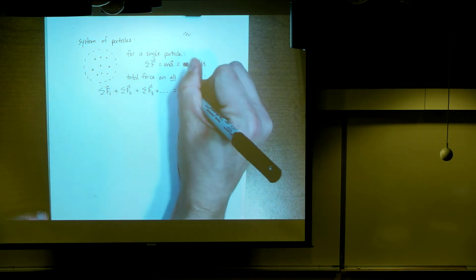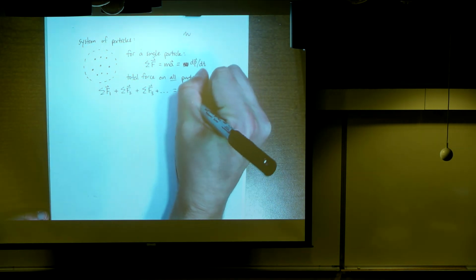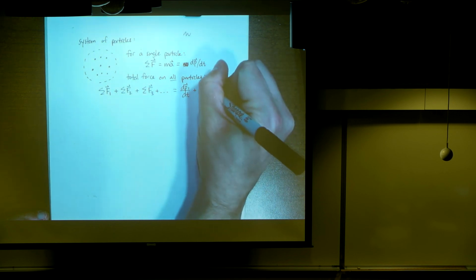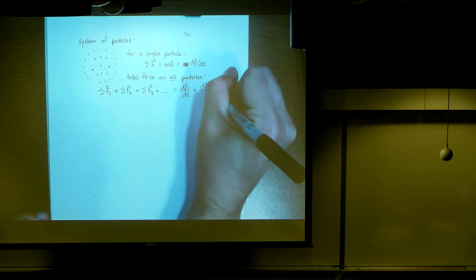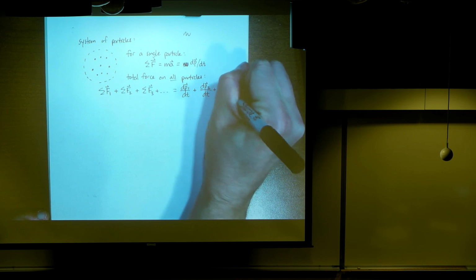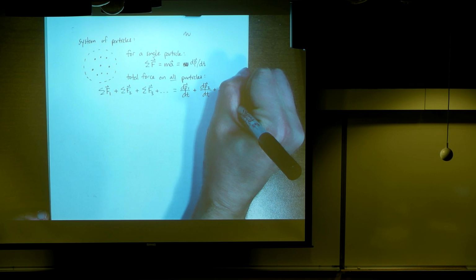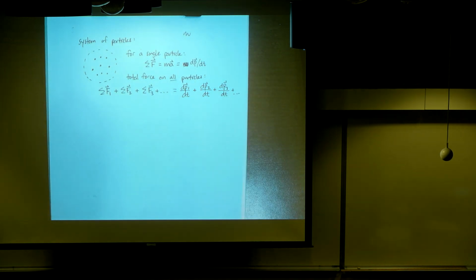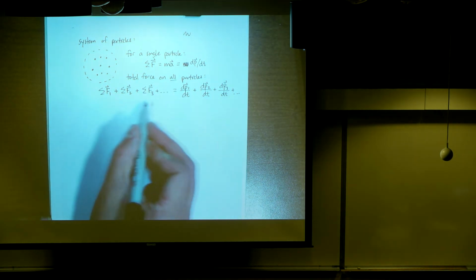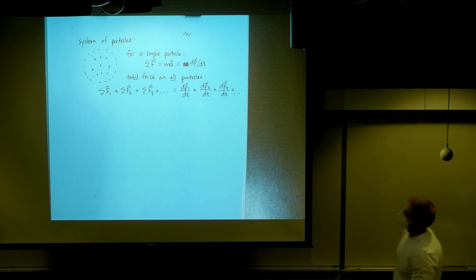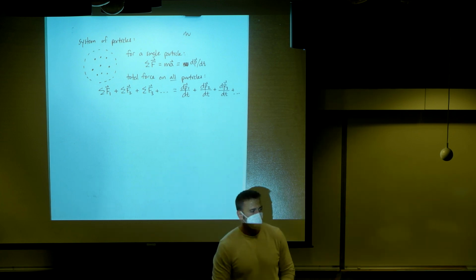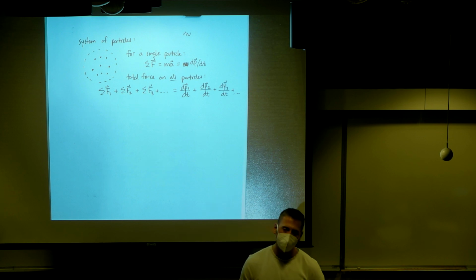So for the first one, I'm going to have dp dt for particle 1. For the second, I'm going to have dp dt for particle 2. And then particle 3, and just keep going until you've included everything, right? So now, I'm going to take this pretty complicated looking expression and try to simplify it. See, what I'm doing here is I'm adding up all the different forces acting on all the different particles, whatever they might be. But remember, we can broadly classify forces as internal or external, right?